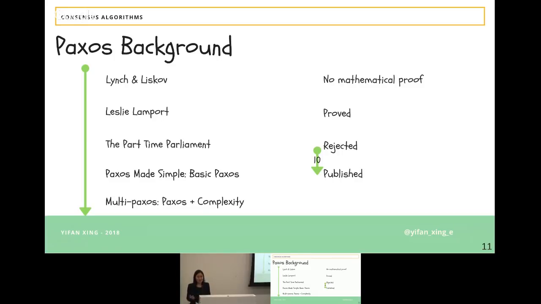So he wrote this paper called The Part-Time Parliament, with a really cute story of the island of Paxos and the game and all the fancy names, to try to explain how Paxos works. He submitted the paper for review, but it got rejected because nobody could really understand what he was talking about. People got hung up on the names and everything. After 10 years, he eventually got the paper published.